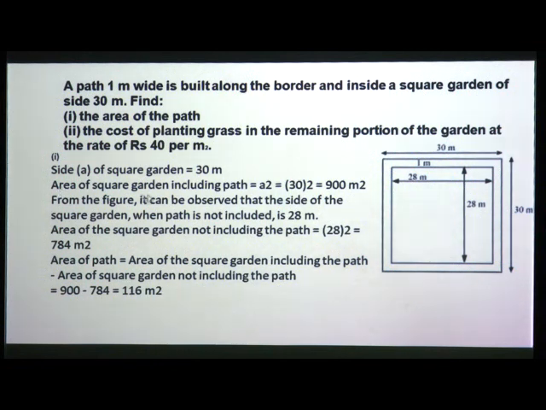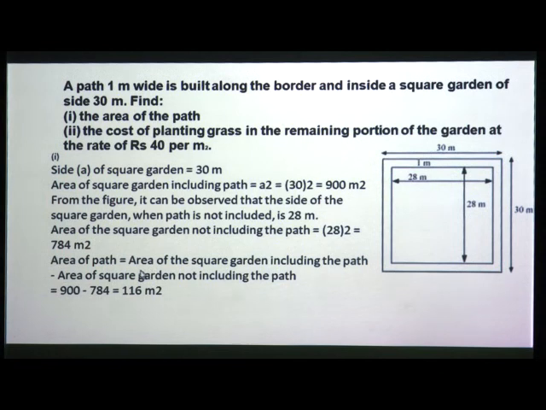Already we had found the area of the garden including the path is 30 multiplied by 30, which is 900 meter square. So, 900 minus 784 is equal to 116 meter square. What is it? It is nothing but the area of a border of width 1 meter, which is built inside the square garden.